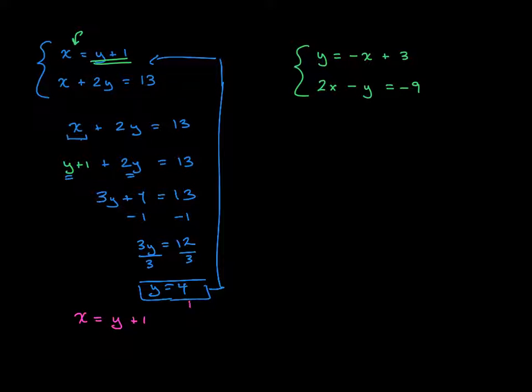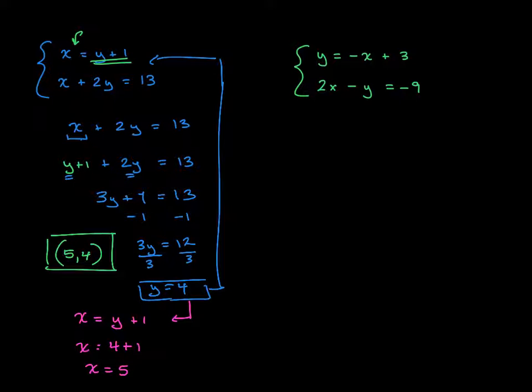I just determined that y was the value of 4, so x equals 4 plus 1, so therefore x equals 5. So again, my final answer to this one is going to be the coordinate pair of 5, 4. So the coordinate pair 5, 4 is where these two intersect. All right, so let's look at one more to finish up this video.